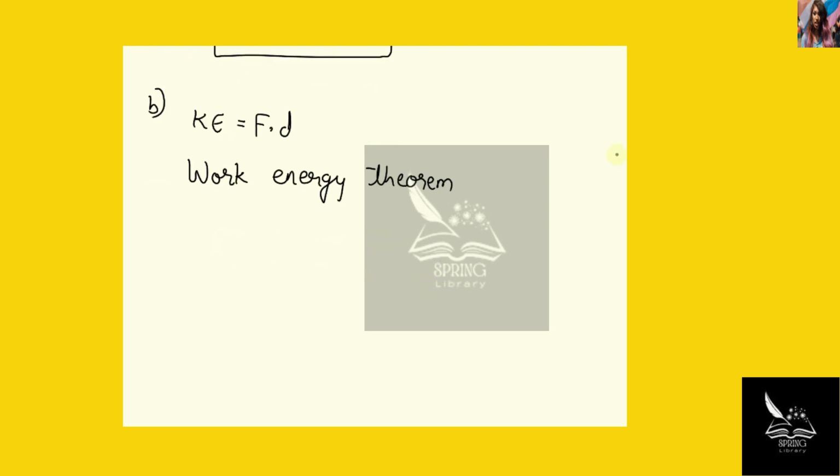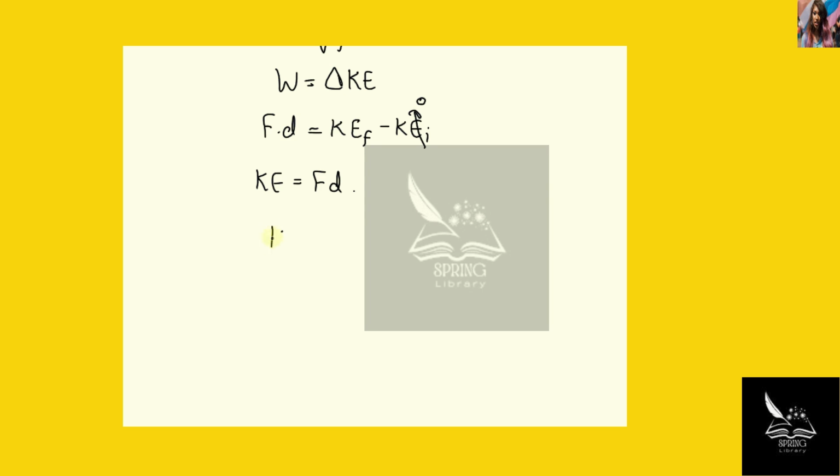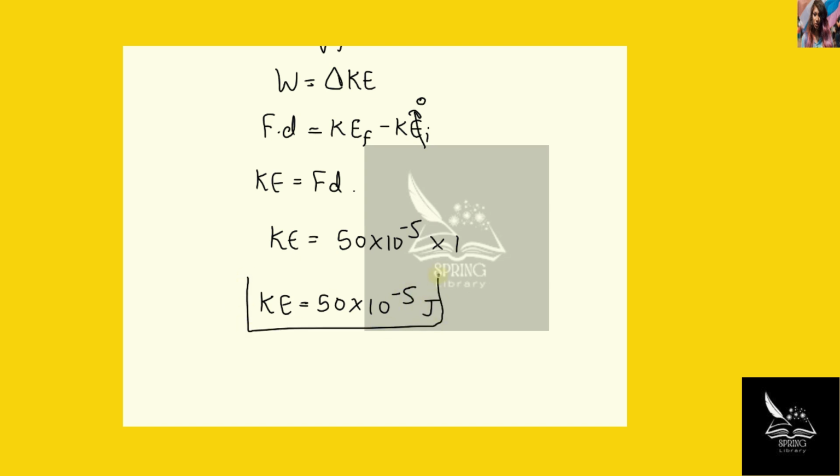So now according to the work energy theorem, work done is equal to the change in kinetic energy. Work done is force into displacement, and the change in kinetic energy is kinetic energy final minus kinetic energy initial. Initially they have mentioned that it is starting from rest, so this energy is 0. So we get kinetic energy equal to force times displacement. Let us plug in the values. Force is 50 into 10 raised to minus 5 and displacement is 1. So the kinetic energy will be equal to 50 into 10 raised to minus 5 joules. So this is the kinetic energy which we get.